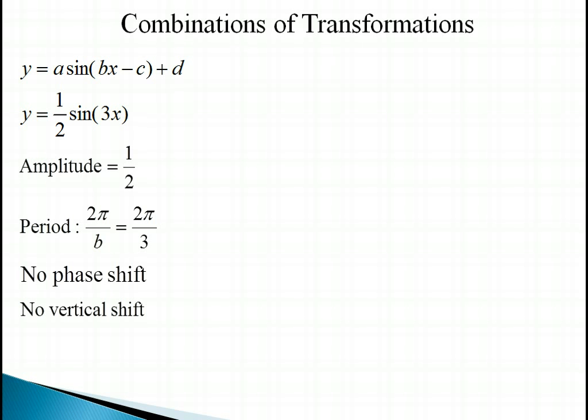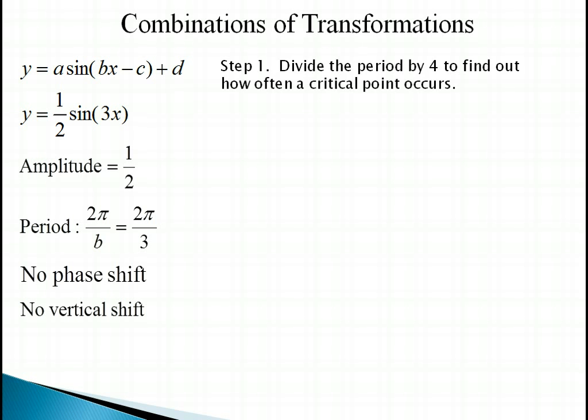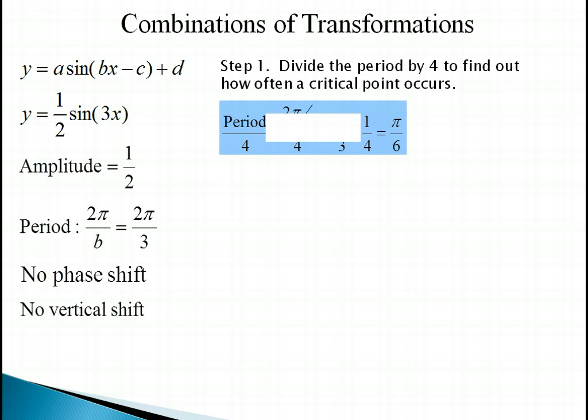Okay, so we want to go ahead and graph it. Our first step is to take our period and divide it by 4. This is going to tell us how often a critical point will occur in our graph. Our new period is 2 pi over 3, and dividing that by 4, or multiplying by 1/4, we get pi over 6. Just make sure you're always putting it in lowest terms.